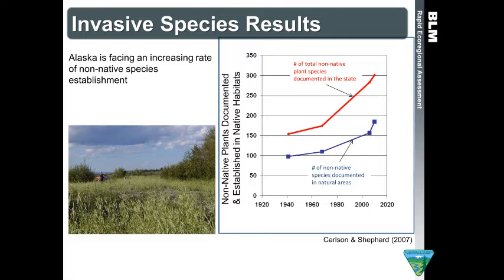And so this figure here is just showing that the rate of introductions of non-native species in the state is increasing. And we're gaining like 5 new non-native plants per year now, and 10, 20 years ago we were only gaining 1 or 2.